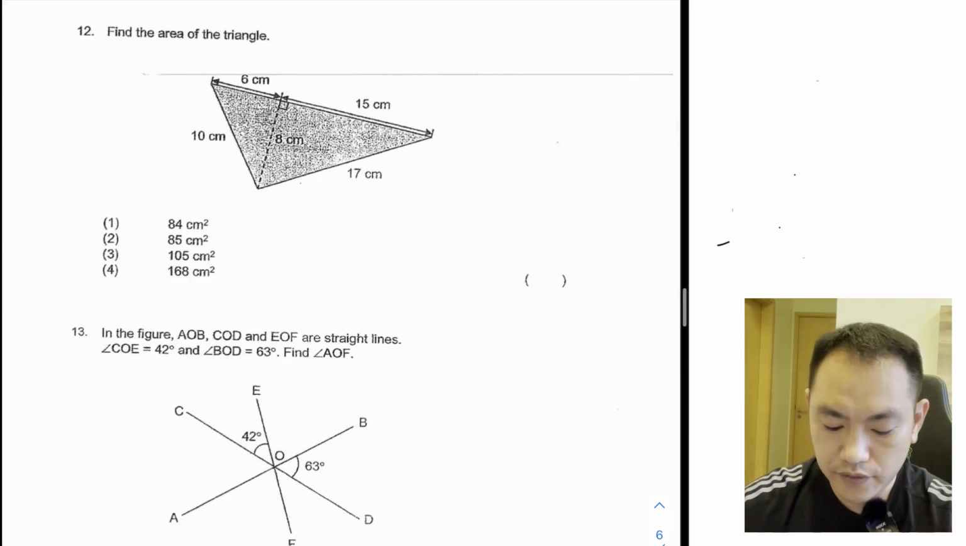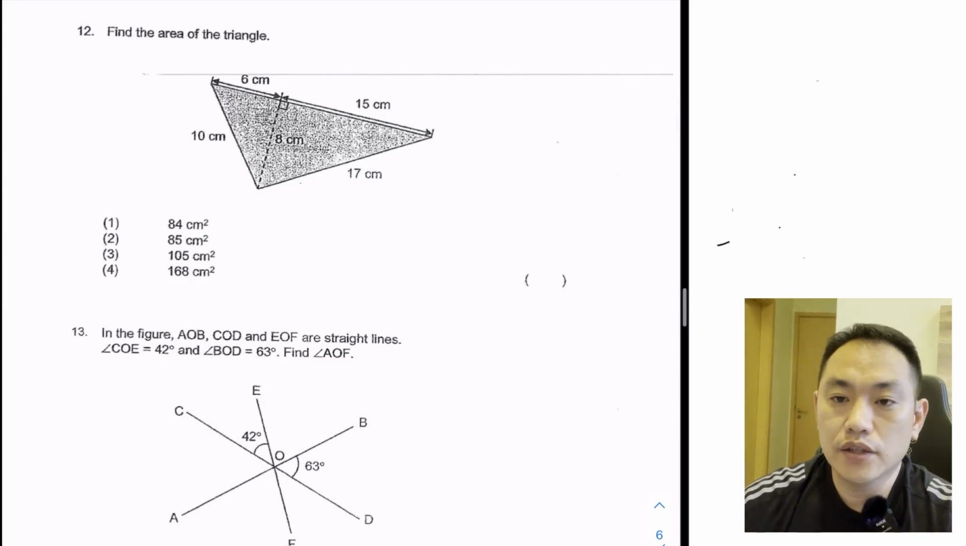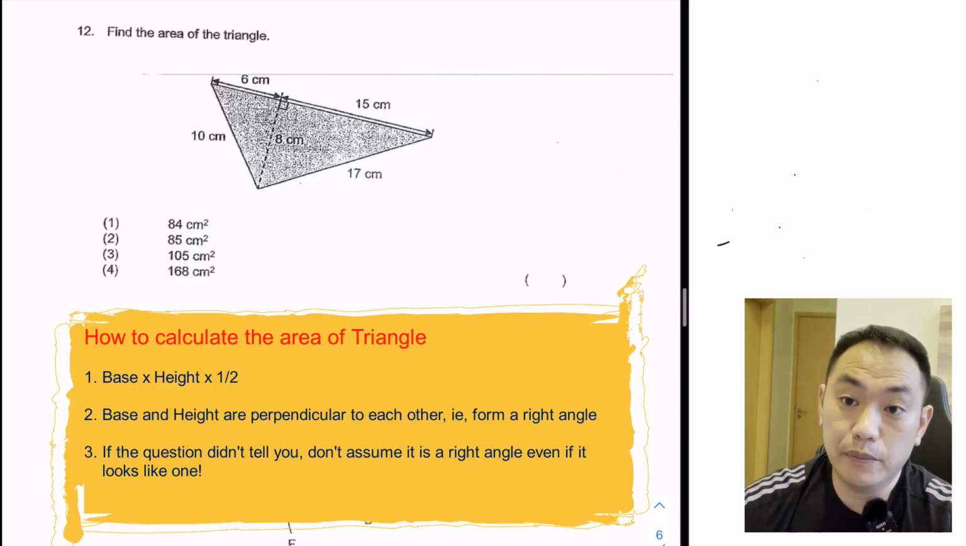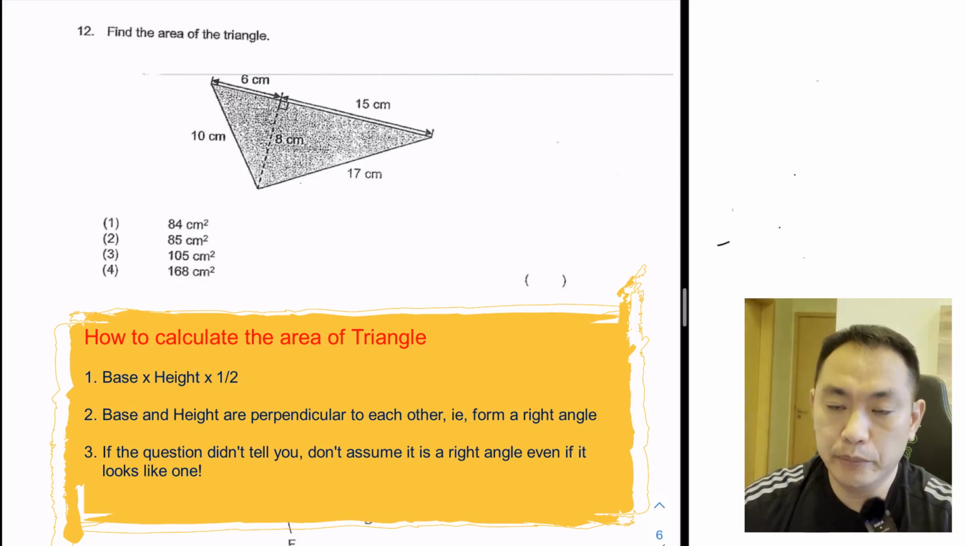Question 12. Find the area of the triangle. So how do we calculate the area of a triangle? Basically, you take the base times the height and then times by half, or divide by 2. But mostly in this kind of question, more importantly is how do you identify the base and how do you identify the height. Okay, I think the base is quite straightforward, but the height is quite difficult.